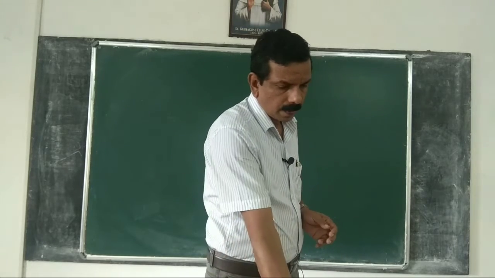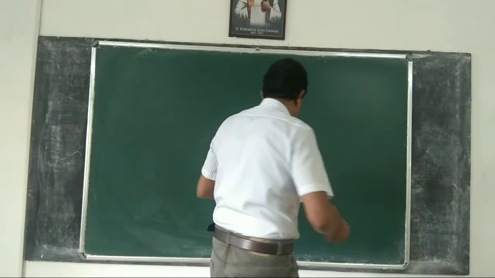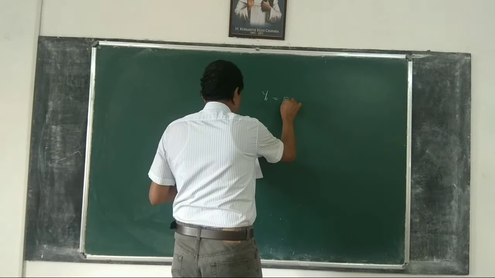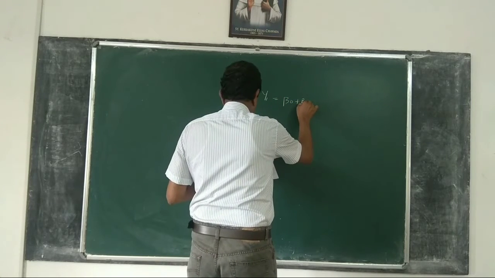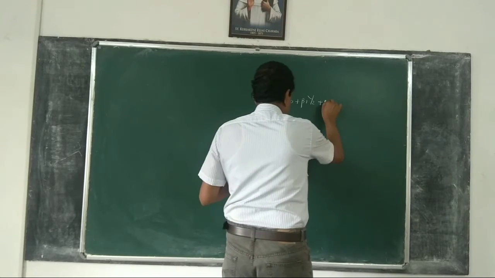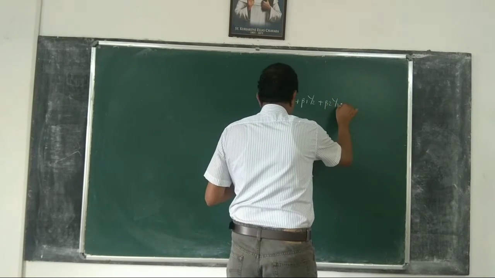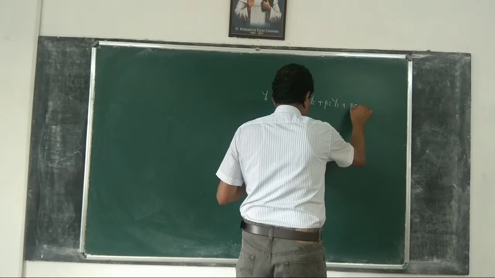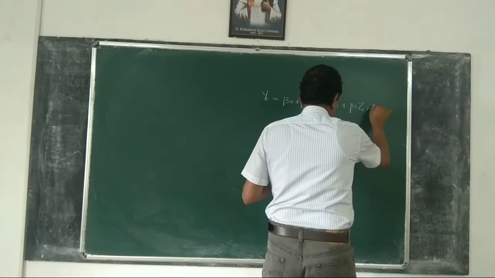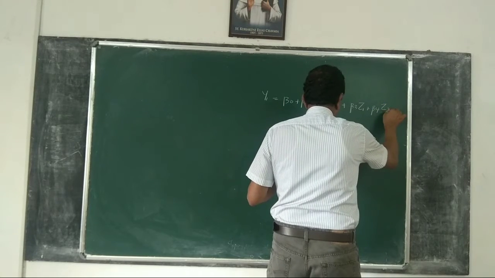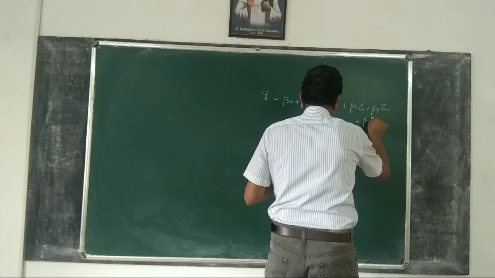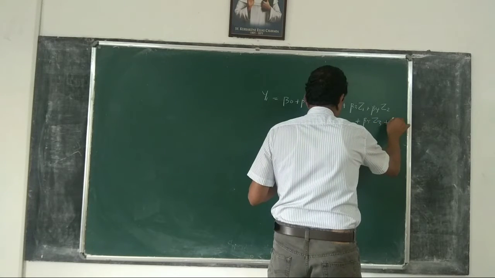Now, consider this model. Y1 is equal to theta 0 plus beta 1 y2 plus beta 2 y3 plus beta 3 z1 plus beta 4 z2 plus beta 5 z3 plus u1.